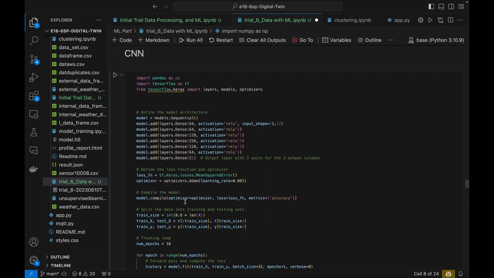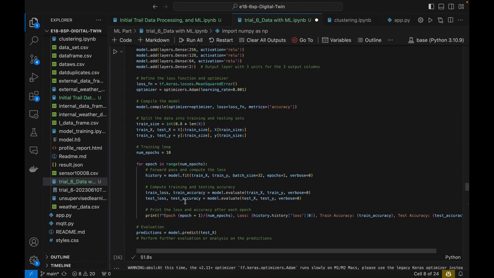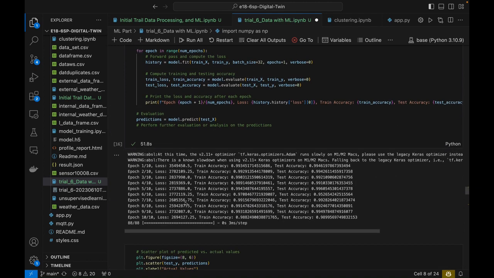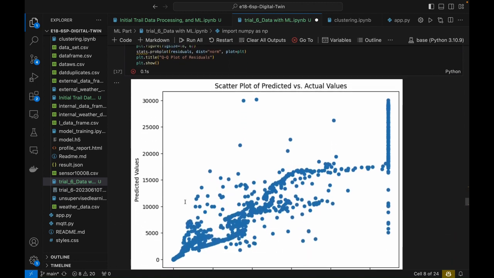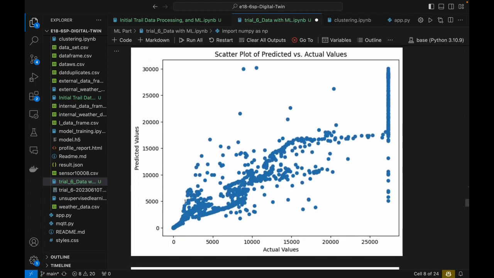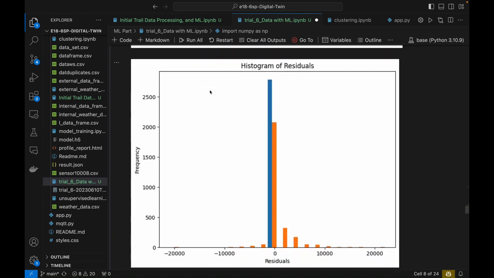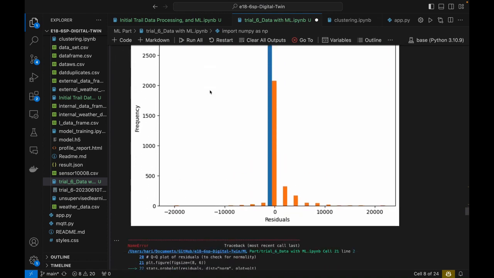Then we did CNN as well, which is more complex compared to the decision tree. When we ran it through CNN, we got 99% accuracy, and we plotted a scatter plot of predicted versus actual values to make sure our values are predicted correctly, and we plotted a histogram of residuals as well.